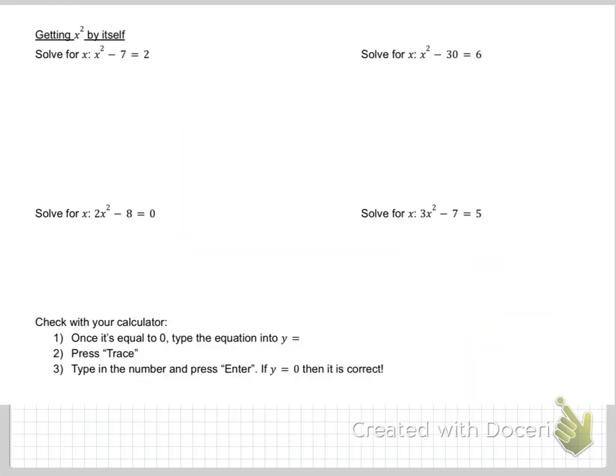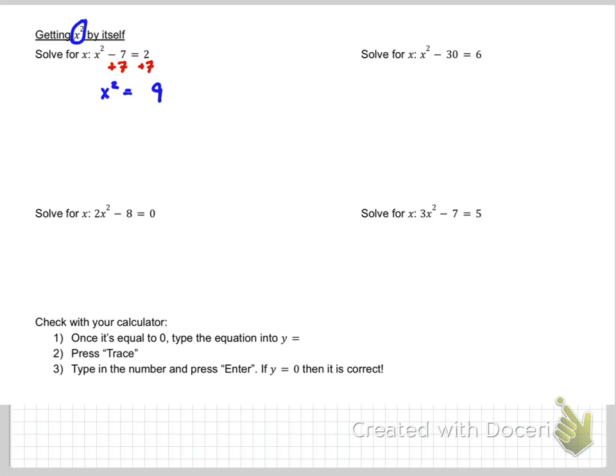All right, for the next one, we now need to get x squared by itself because the equations are not always going to be set up that simply. Here, in order to get x squared by itself, we're going to add or subtract or multiply or divide. So let's add 7 to both sides in this first equation to get x squared by itself. We get x squared equals 9. Aha, now we can take the square root of both sides.